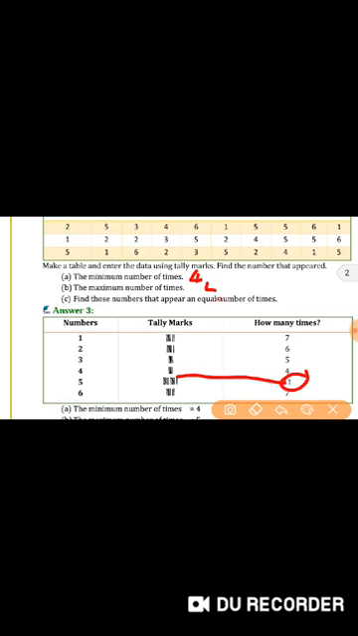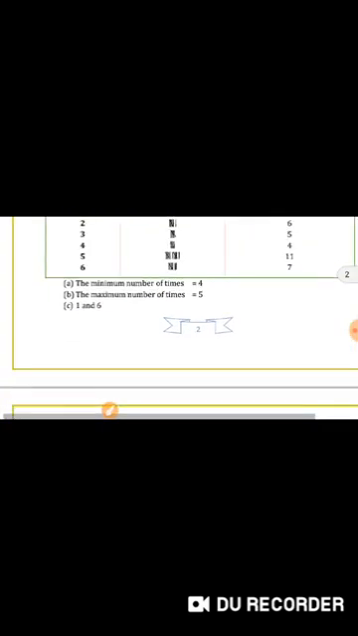Find those numbers that appear an equal number of times. Equal number of times means which are the equal numbers here? 7 times, 7 times, so 1 and 6 I think. Yes, so 1 and 6 are the repetitions.